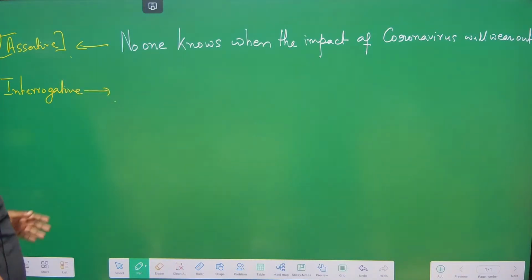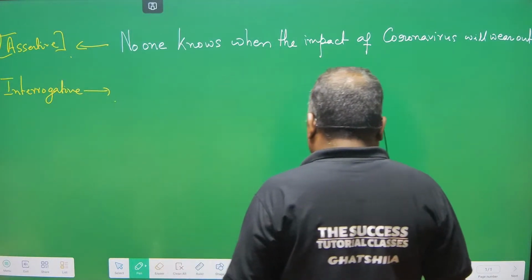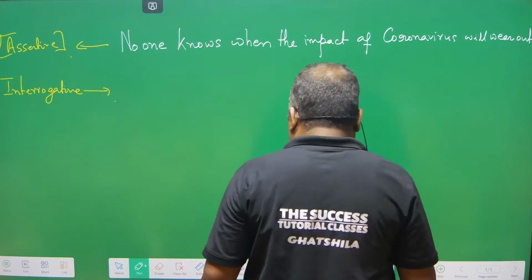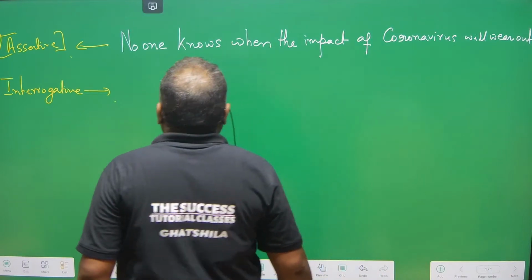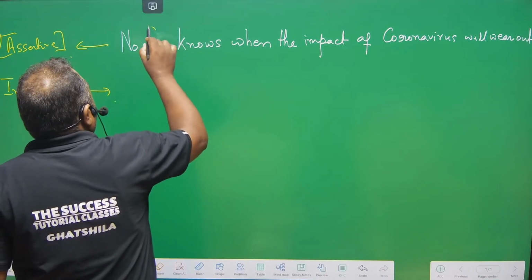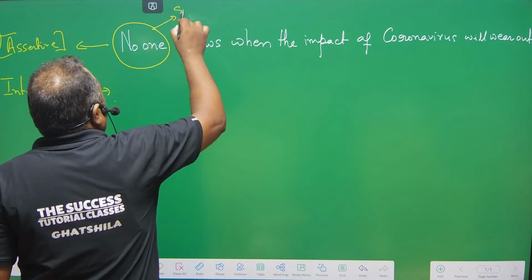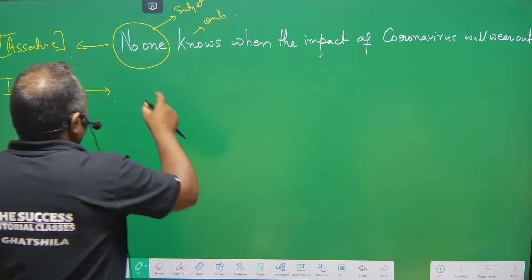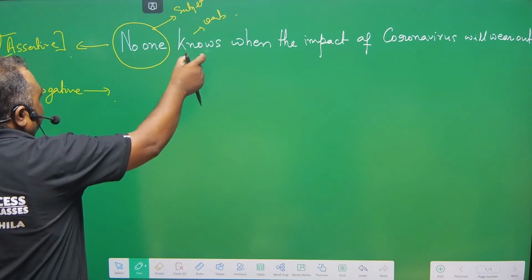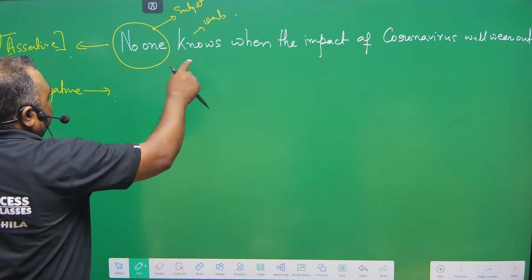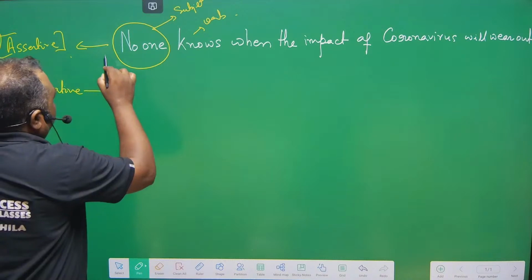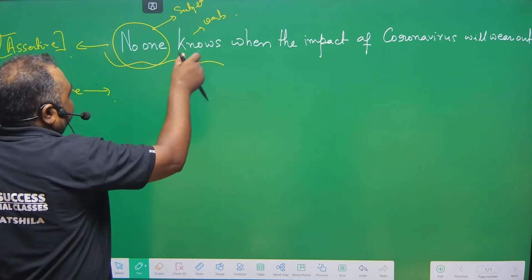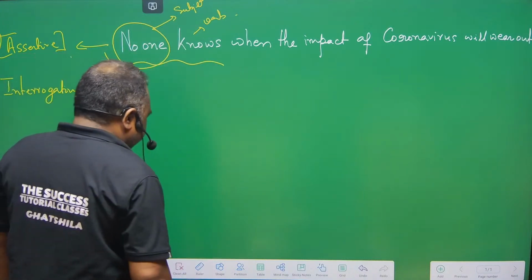So we have to change this sentence into an interrogative sentence. No one knows when the impact of coronavirus will wear out. Here, no one acts as subject, and knows acts as verb. Subject plus verb: this is in the form of present indefinite tense.